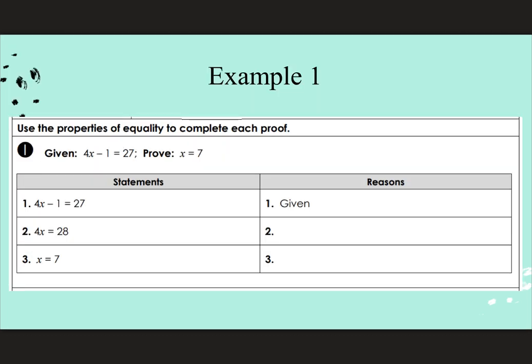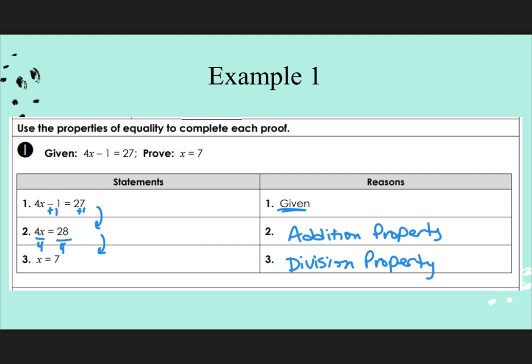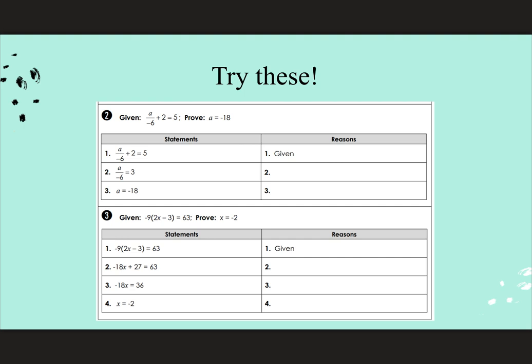So, for example, if we have this proof, you always start with given. That always goes first. And so we look and see what happened. So here, to get from 1 to 2, we added 1 to both sides, right? So we're going to say the addition property is what we did first. And then to get from here to here, we divided both sides by 4. So that is the division property. And then given this, we have to prove that A equals negative 18.